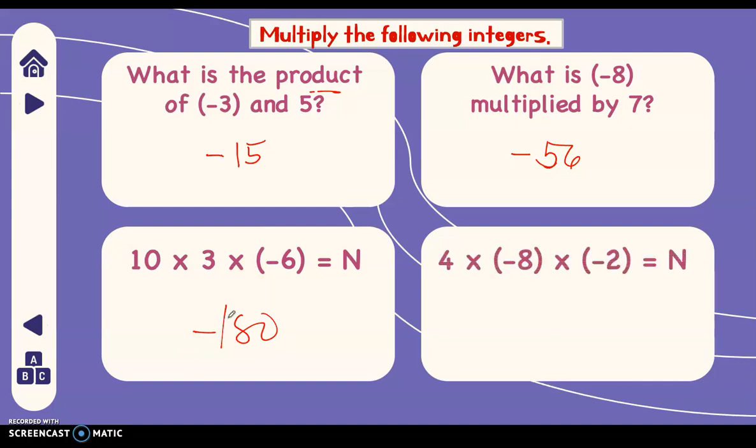4 times negative 8 times negative 2. So we multiply 4 times 8, 32. Then 32 times 2, that is 64. Now let's check the sign. The sign of the 4 is positive, and then there are two negative numbers, so it has an even number of negatives. Therefore, if it's even, our answer is positive. So our answer is 64.